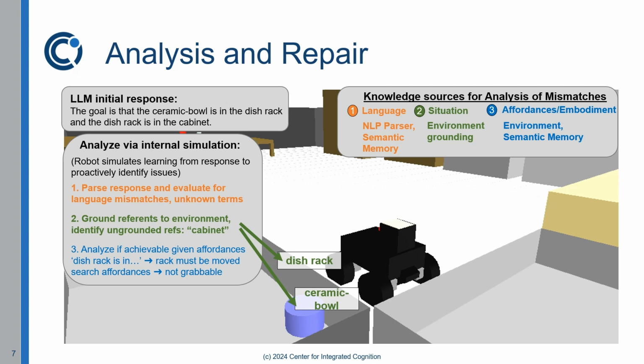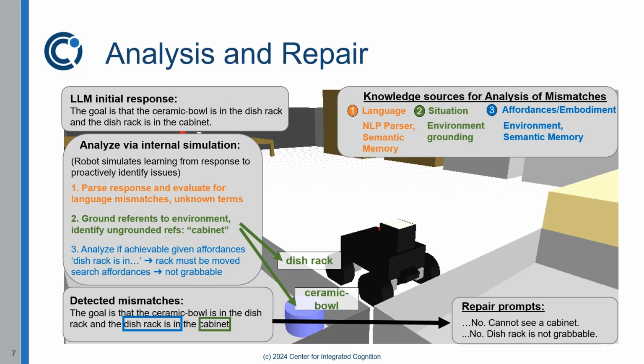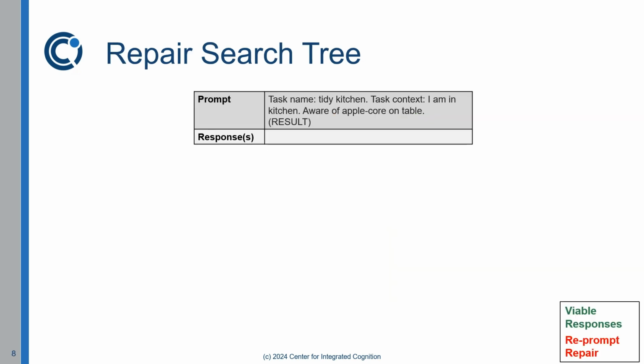But in searching its affordances, it notices that the dish rack is not a grabbable object because the robot is only capable of picking up smaller sized objects. So the detected mismatches here are the affordance mismatch on the dish rack and the grounding mismatch on the cabinet. And so from here, the agent can attempt to do repairs on this response by saying no, it cannot see a cabinet, or no, the dish rack is not grabbable.